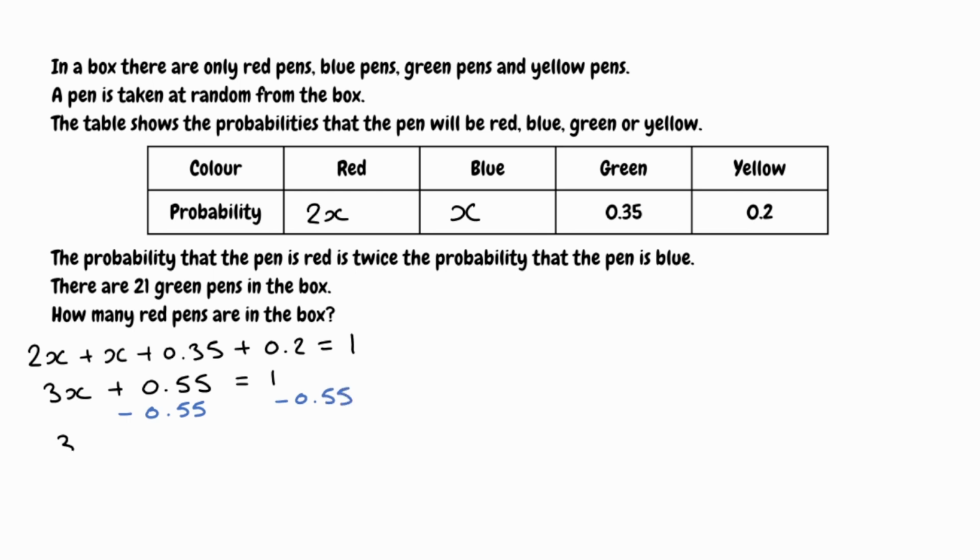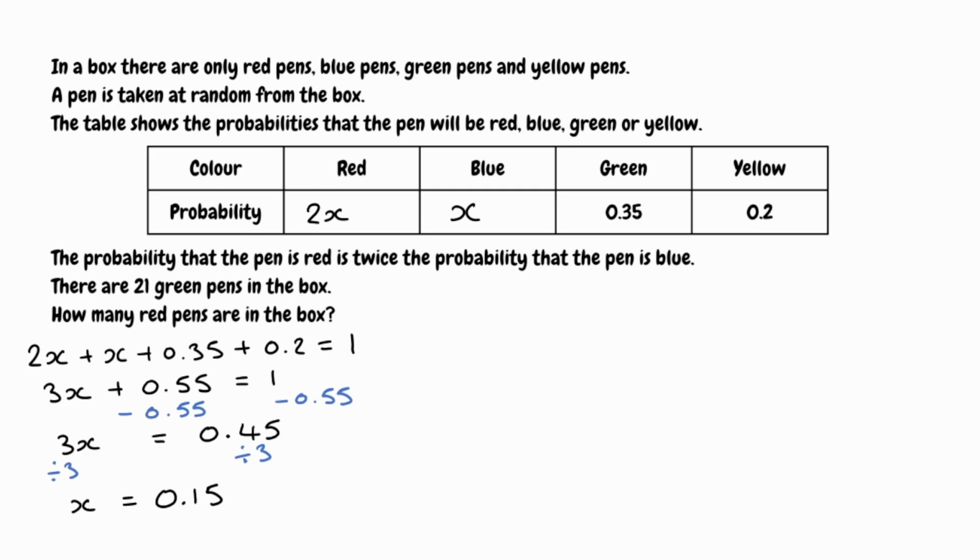So I'm going to have 3x on the left-hand side is equal to 1 take away 0.55, which is going to leave us with 0.45. So we now have 3x. We want just x. Because I've got 3 times x, I now want to divide by 3 on the left-hand side, which means I'm going to divide by 3 on the right. So 3x divided by 3 is going to give us x. And then if we do 0.45 divided by 3, that's going to give us 0.15.